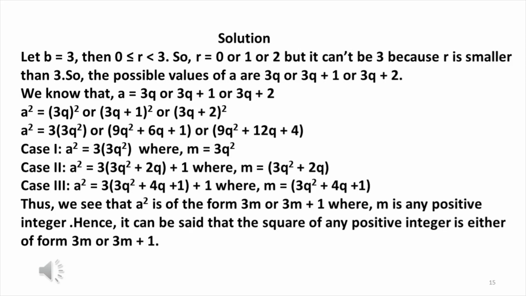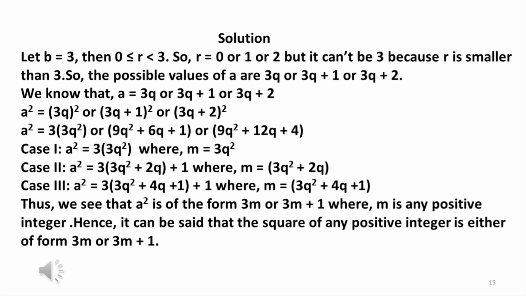We know that a equals 3q or 3q plus 1 or 3q plus 2, so a squared equals (3q) squared, or (3q plus 1) squared, or (3q plus 2) squared, which equals 9q squared, or 9q squared plus 6q plus 1, or 9q squared plus 12q plus 4. Case 1: a squared equals 3q squared, where m equals 3q squared. Case 2: a squared equals 3(3q squared plus 2q) plus 1, where m equals 3q squared plus 2q. Case 3: a squared equals 3(3q squared plus 4q plus 1) plus 1, where m equals 3q squared plus 4q plus 1.